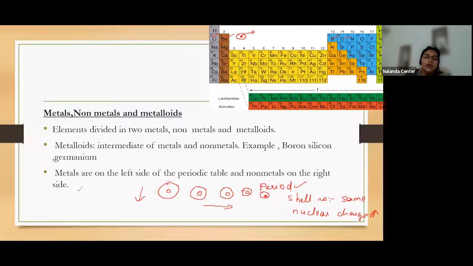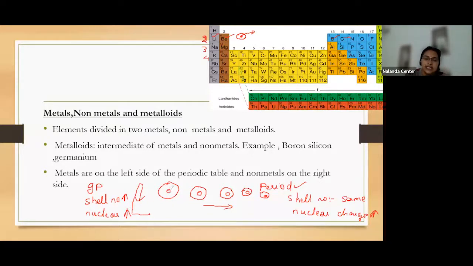Now, down the group, the shell number is going to increase. Hydrogen has only one shell. Lithium has two shells. Sodium will have three shells. K will have four shells. So the shell number is going to increase. And what about the nuclear charge? Nuclear charge is also going to increase.